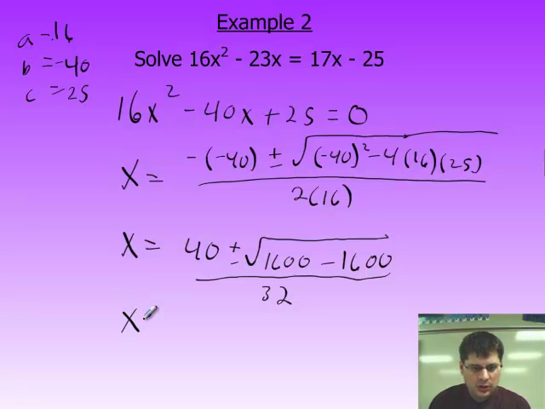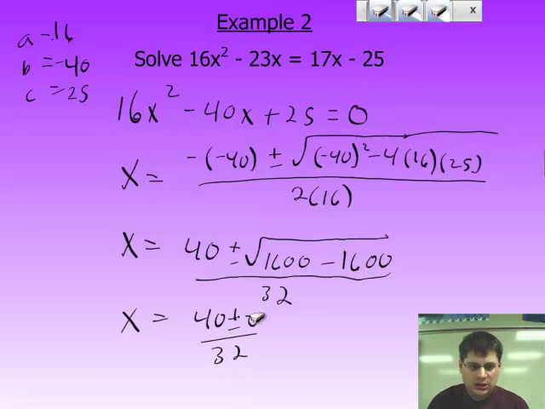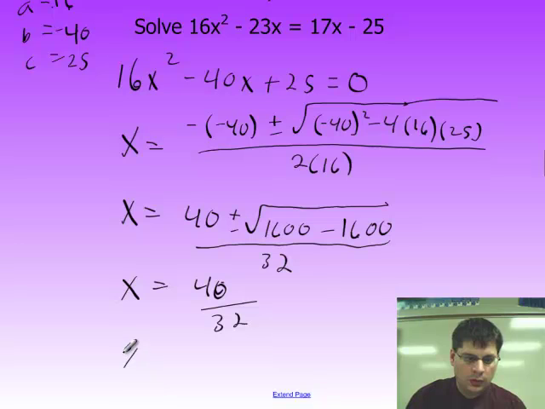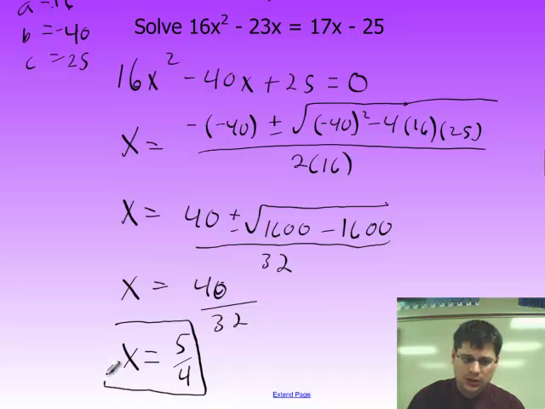All right, so this works out to be 0. So we're just going to have 40 plus or minus 0 over 32. And the 0 doesn't do anything, so there's no point in having it there. So really what we have is 40 over 32. This reduces to 5/4. And so we only have a single answer.